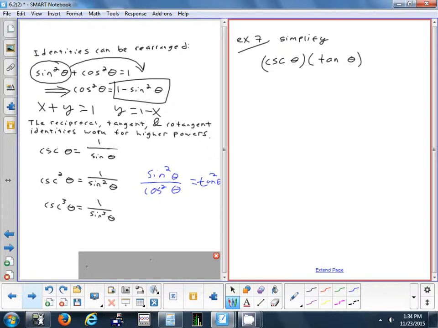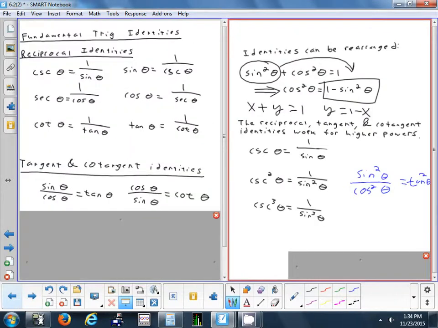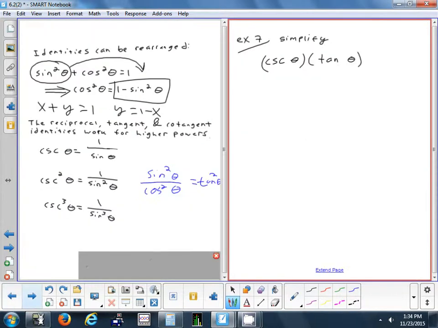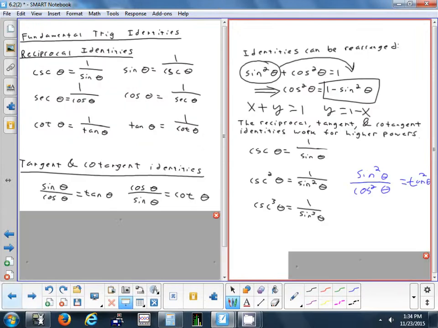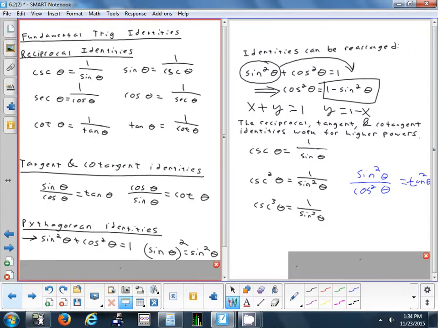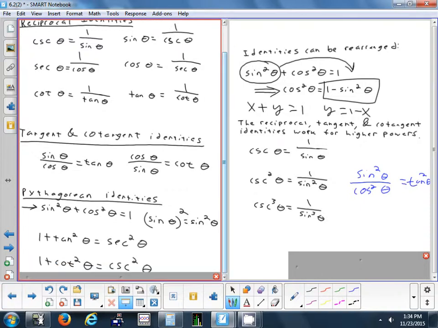Okay? So my goal is to basically use substitution. Change cosecant to something in this list. Change tangent to something in this list. And hopefully we get something canceling out. Again, today, these are not going to come up, so don't use the Pythagorean identities.